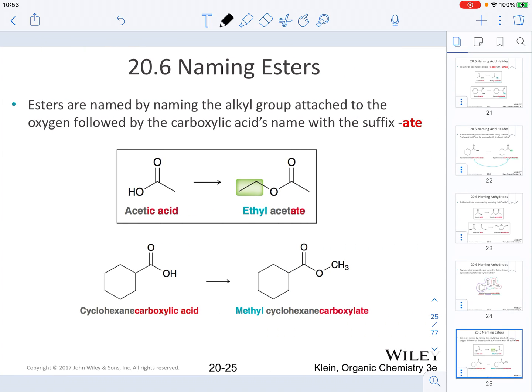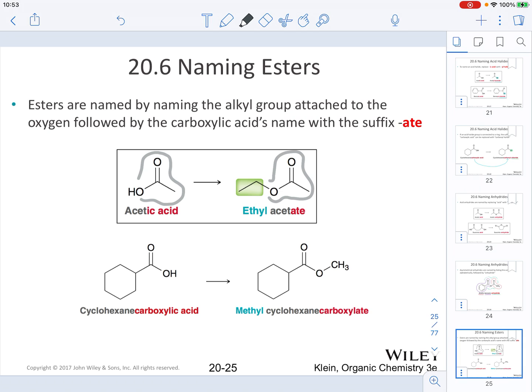When it comes to esters, they are named by first naming the alkyl group attached to the single bond oxygen. Then we name the carboxylic acid, but instead of putting oic acid at the end, we're going to have ate. So for example, in the molecule that we have in the box, the ester was formed from acetic acid. If I highlight the atoms, this portion of the molecule that I highlighted in gray came from acetic acid.